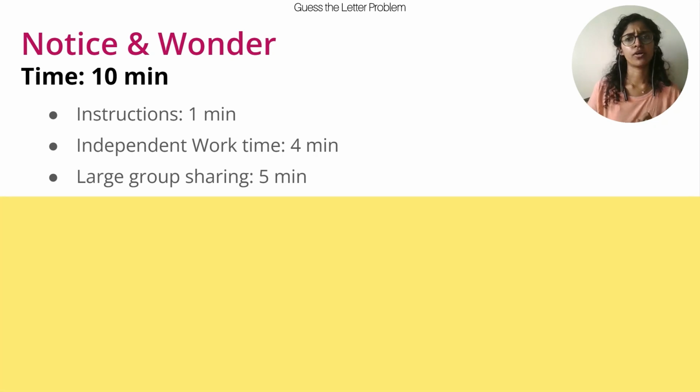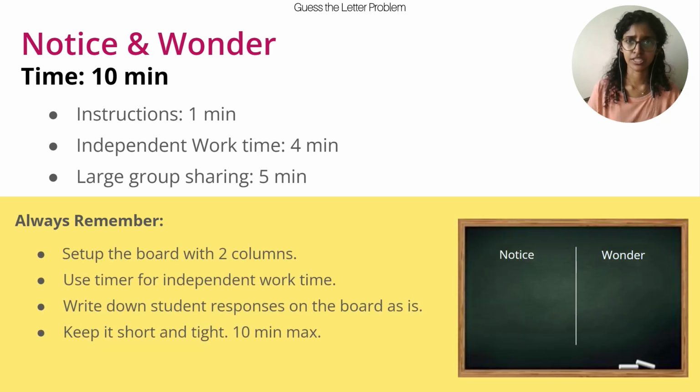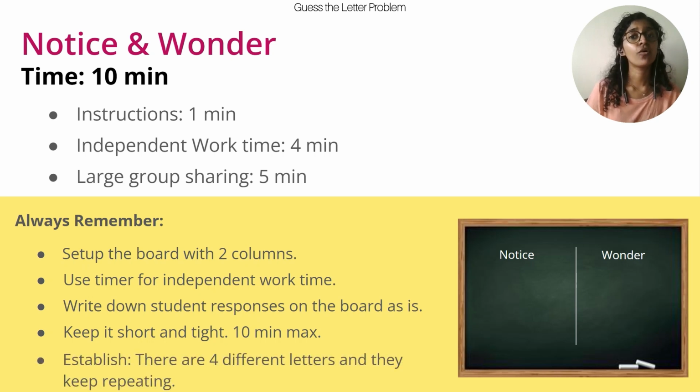There are a few important things also to keep in mind. While watching the video, take a pause here and go through each of these. By the end of the notice and wonder routine, we are establishing that there are four different letters and they are repeating one after the other. And that is a cycle that's continuing. This is something we are establishing by the end of the notice and wonder routine.